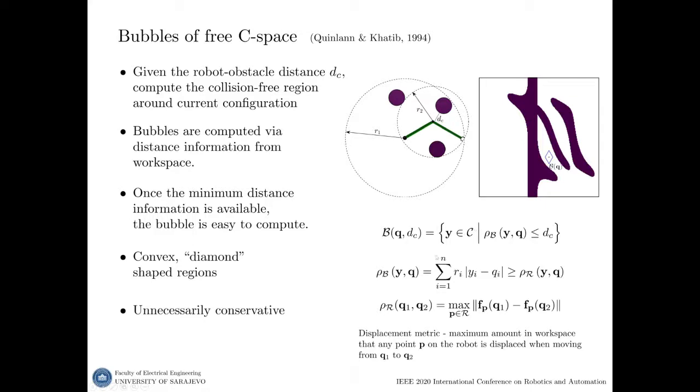It is straightforward to prove that this metric is an overestimate of the displacement metric rho sub r. Thus, it is guaranteed in conservative sense that, when the robot moves from configuration Q to configuration Y, no point on its kinematic chain gets displaced more than dc, which implies that no collision with obstacles can occur. Due to Manhattan nature of the metric, the bubble has a diamond shape and is very easy to compute. However, it is in general considerably conservative.